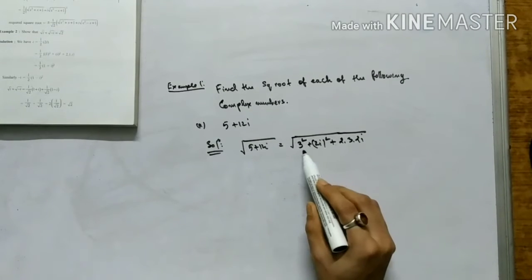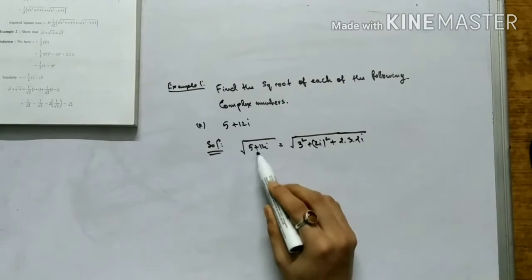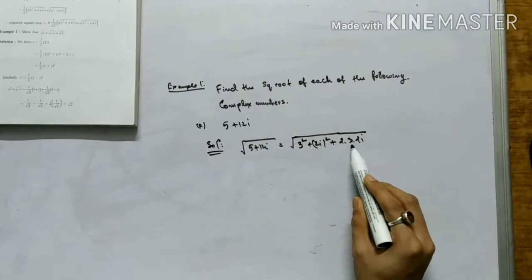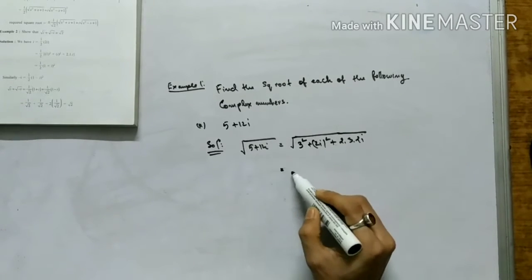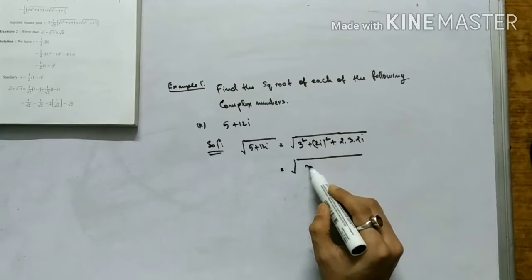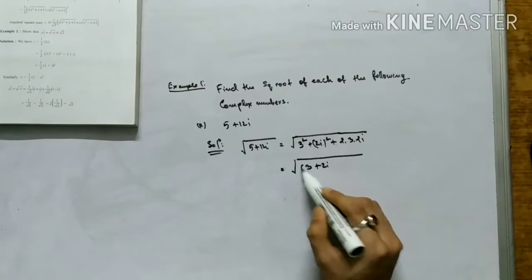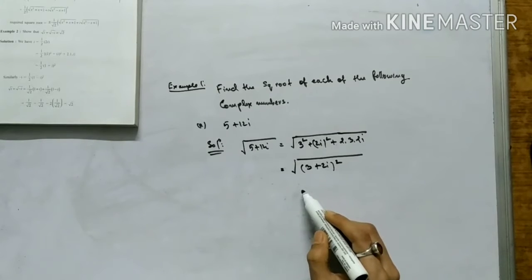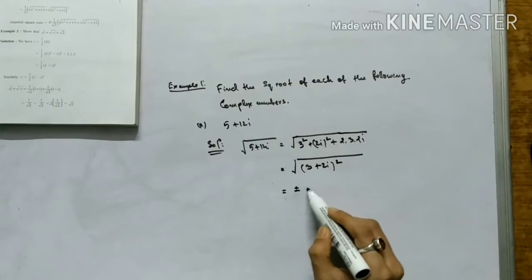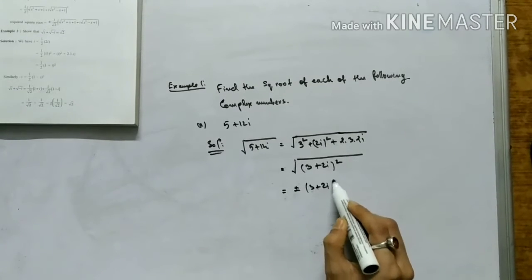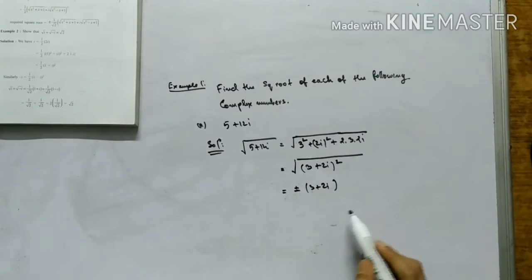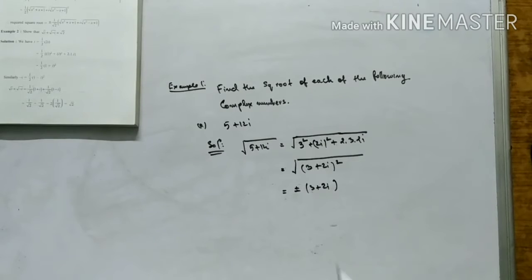This one, 5, I can write as 3 square plus 2i the whole square, and plus 12i, I can write as 2 into 3 into 2i. So ultimately it gives me root over 3 plus 2i the whole square. This gives me plus minus 3 plus 2i. So the square root of 5 plus 12i is equal to this one.